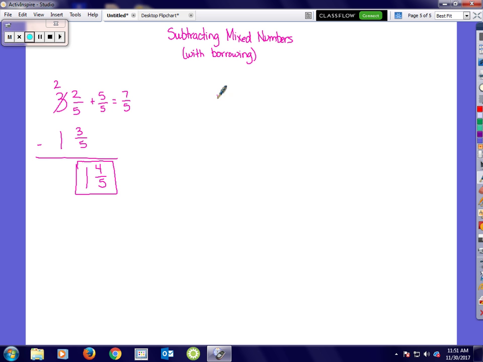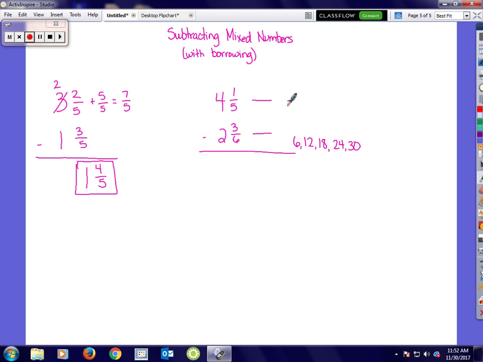Here's a problem: 4 1/5 minus 2 3/6. We have to figure out what the common denominator is. So 6 times 1 is 6, 6 times 2 is 12, 6 times 3 is 18. I could stop there, but I already know all my multiples of 5 have to end in 5 or 0. None of these end in 5 or 0, so I'm going to keep going. 6 times 4 is 24, and 6 times 5 is 30.